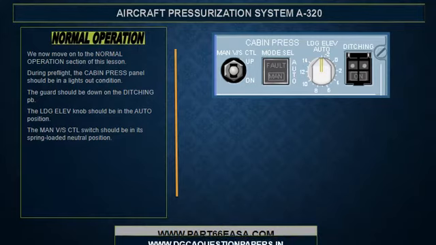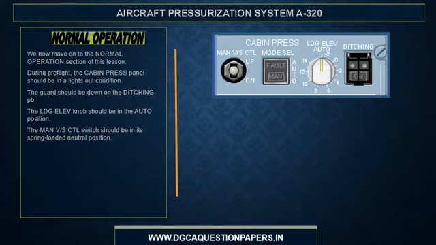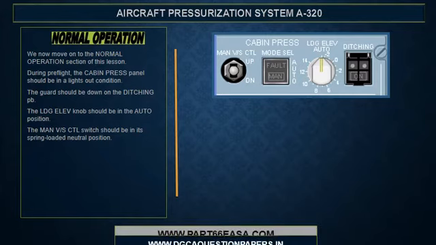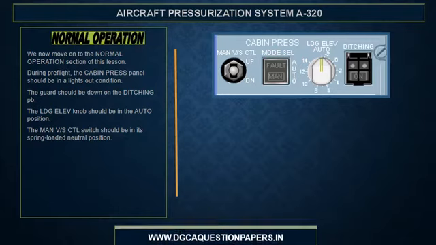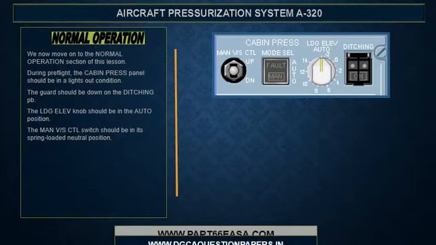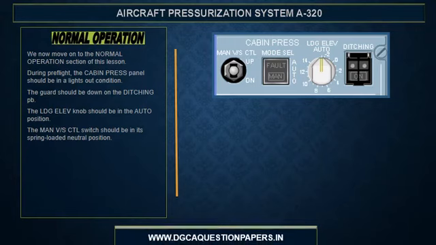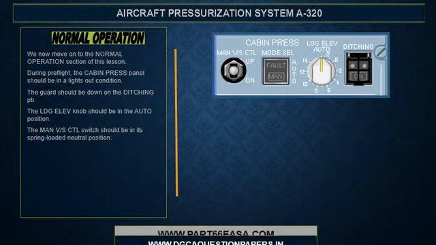We now move on to the normal operation section of this lesson. During pre-flight, the cabin pressurization panel should be in a lights out condition. The guard should be down on the ditching push button. The landing elevation knob should be in the auto position. The manual vertical speed control switch should be in the spring-loaded neutral position.